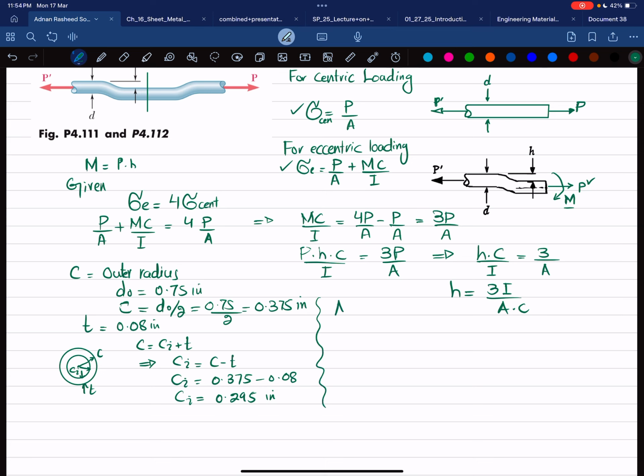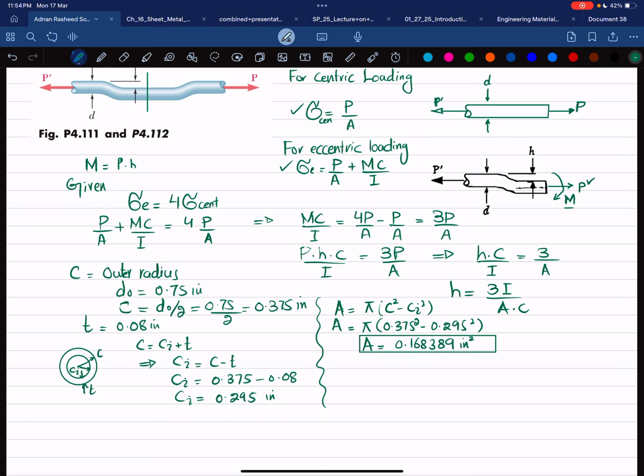Now we have ci and C, so from here you can calculate the area. The area of a hollow tube: if you are using radius r, it will be pi r square, but it is hollow, so we can write pi times C square minus C inner square. Put the values over here. So area will be equal to pi multiplied by 0.375 power 2 minus 0.295 square. When you calculate it, you will get 0.168389 square inch. This is the value of area.